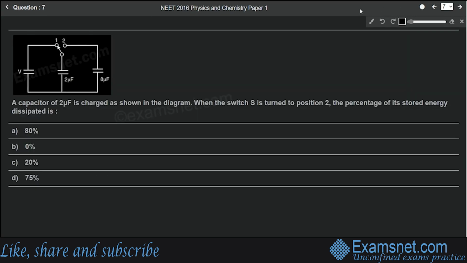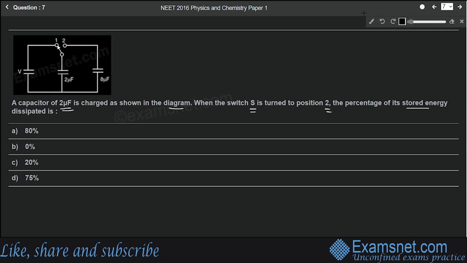Now question number 7 is again from the chapter electrostatic potential and capacitance, and the question is, a capacitor of 2 microfarad is charged as shown in the diagram. When the switch S is turned to position 2, the percentage of its stored energy dissipated is.